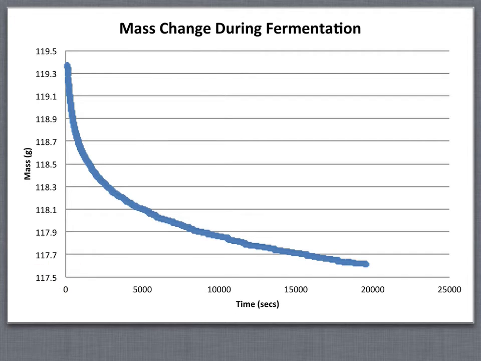Now the mass change is not huge, we're only going from 119.5 up here to just over 117.5. But there's a rapid mass change to start with, and that starts tapering off as the ethanol that is produced actually starts killing off the yeast. So the actual amount of CO2 produced, which indicates the amount of fermentation that is occurring, starts tapering off.